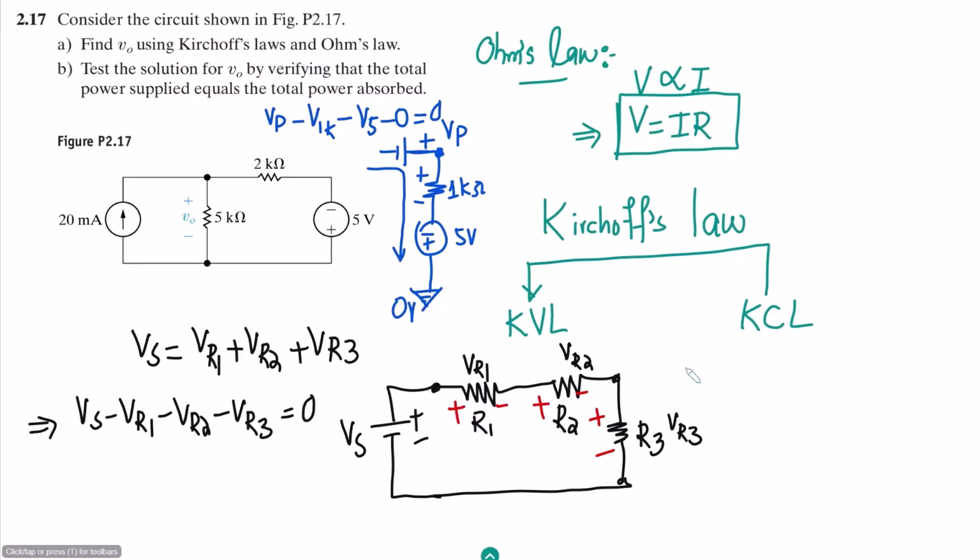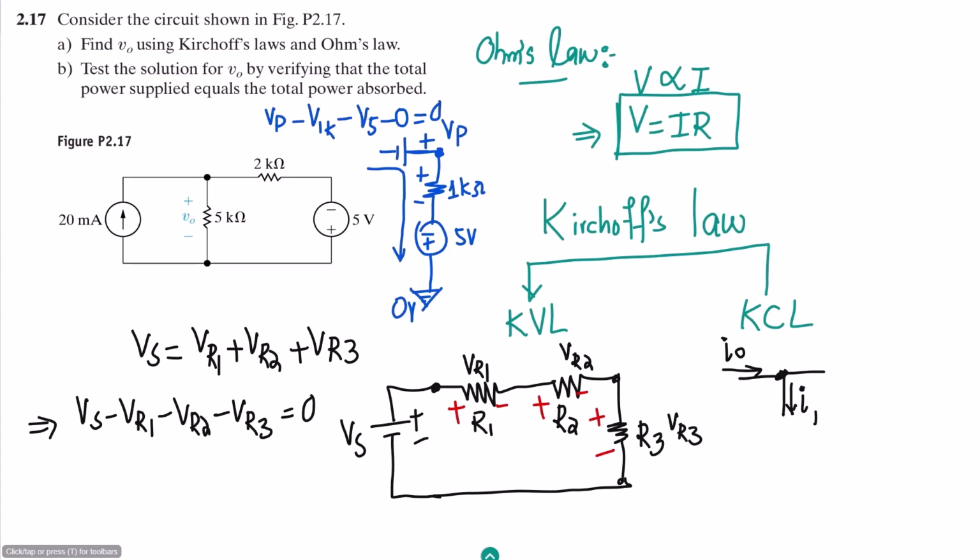Also, if you want to interpret what KCL is, KCL says that at a node, if this is a node, and the current is moving towards it, let me call it I naught, it will be equal to the currents which are going away from this node.